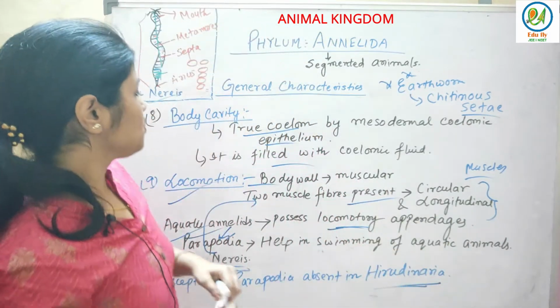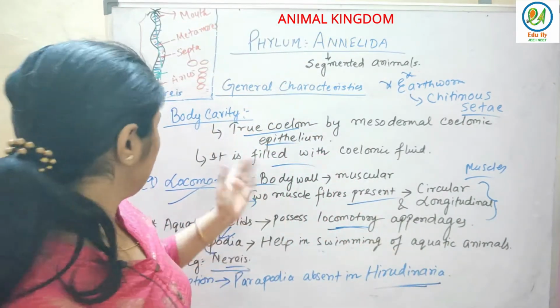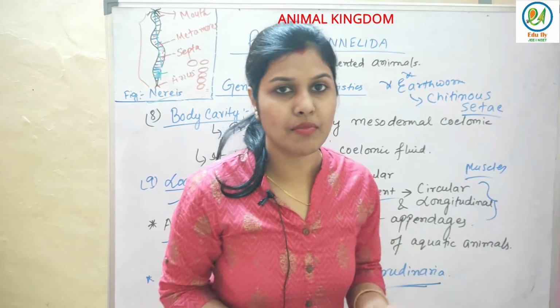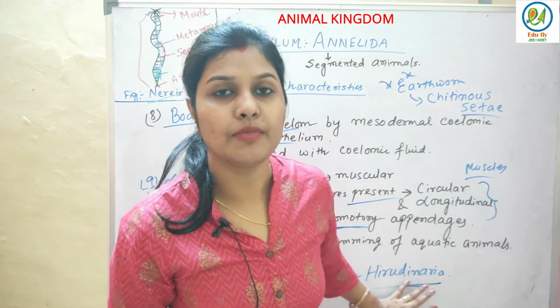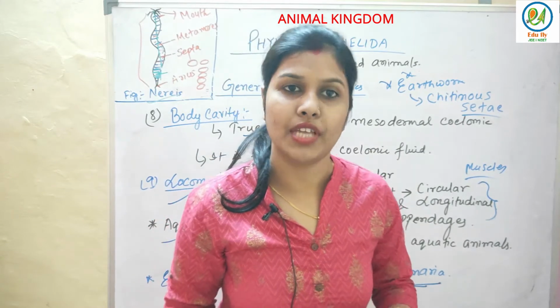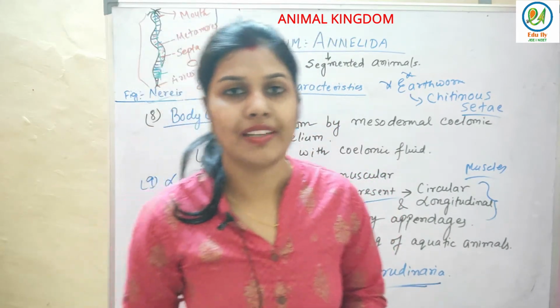Fine. So this is all about body cavity and locomotion. Fine. Exception, remember the examples which I have told you. Hirudinaria, they don't possess parapodia. They don't have the locomotory appendages. Fine. So now let's see the next point.